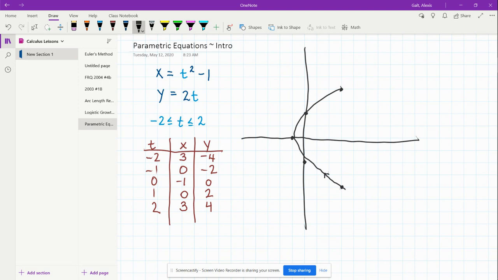Parametrics also let us describe, as time goes on, what direction my path is traveling. So I can see the direction of travel as well as the shape of the path. So that's an introduction to parametrics.